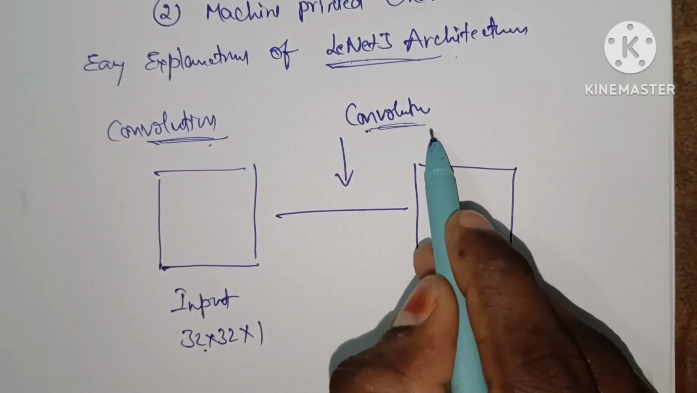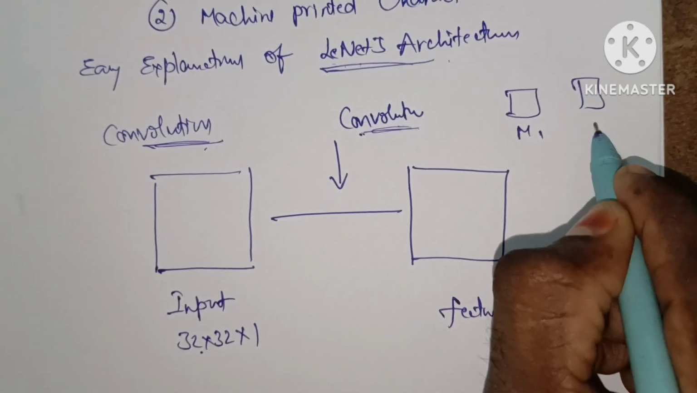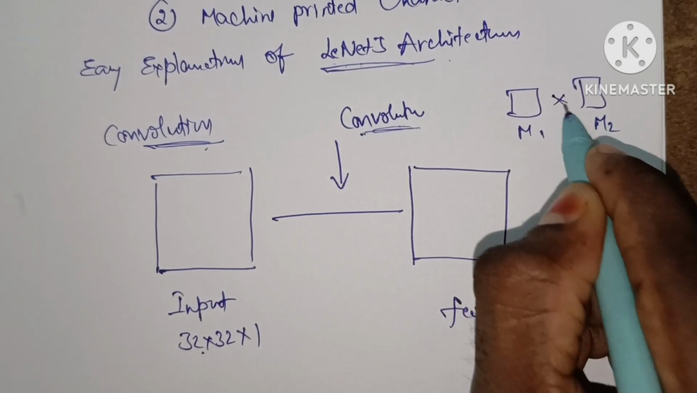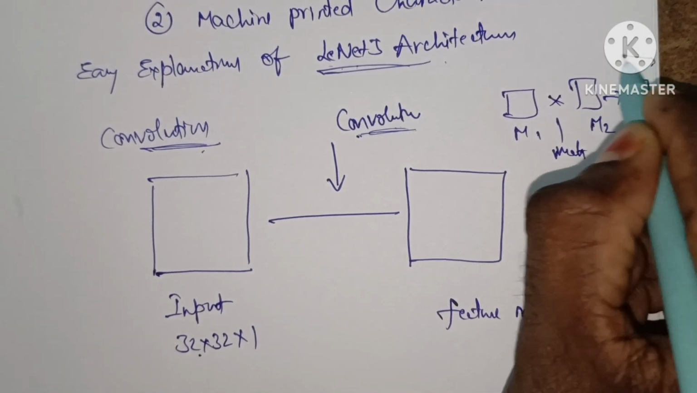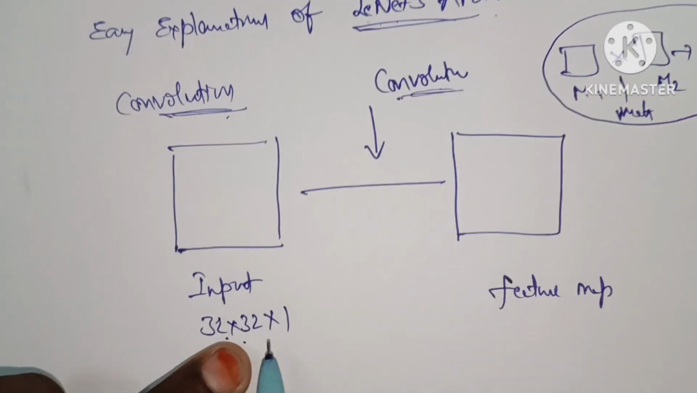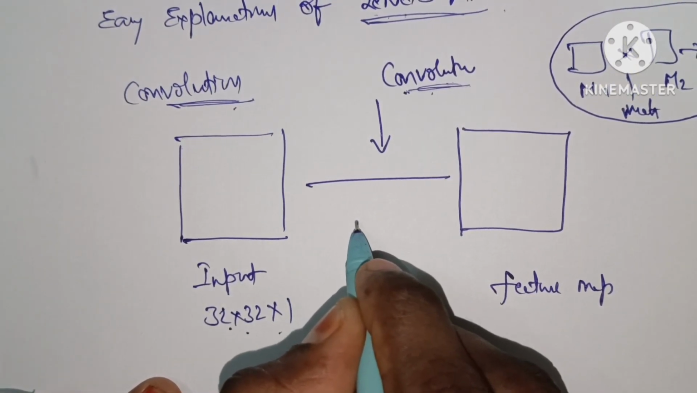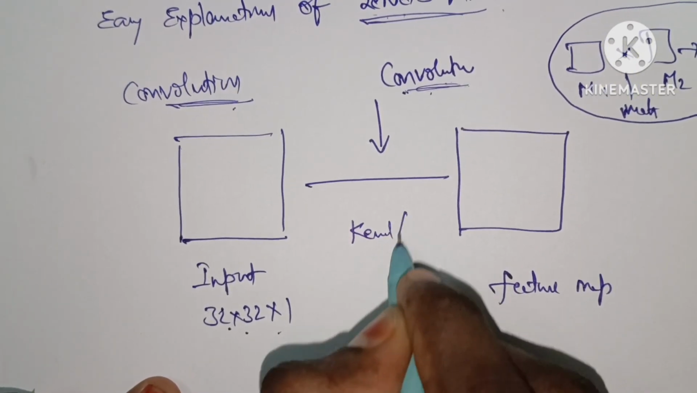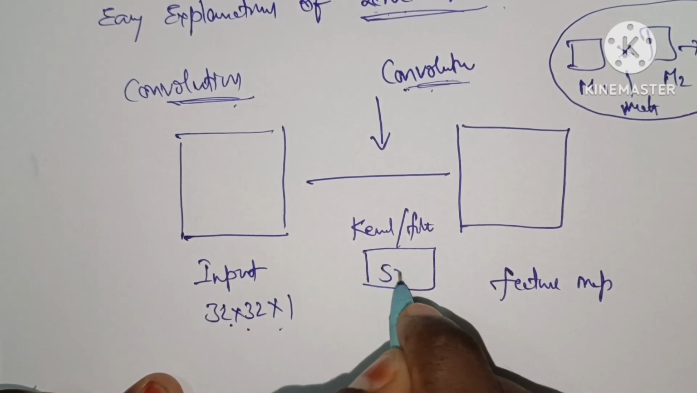Now, how is the convolution operation applied? In the previous video, we already discussed that there are 2 different matrices, and between them we apply a mathematical operation. Finally we get a new matrix. This is called convolution. The same process is applied here. Input image 32 into 32. The convolution is done using a kernel or filter. The kernel or filter size is 5 by 5.